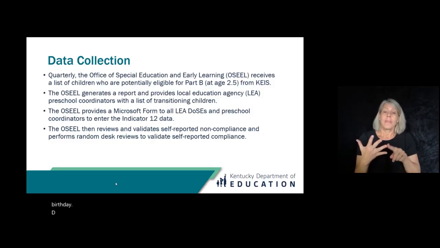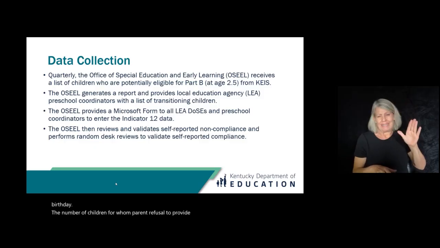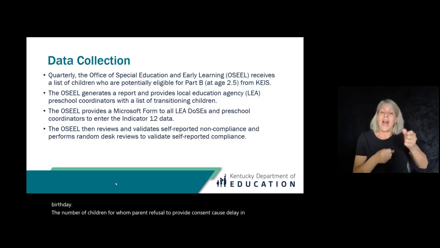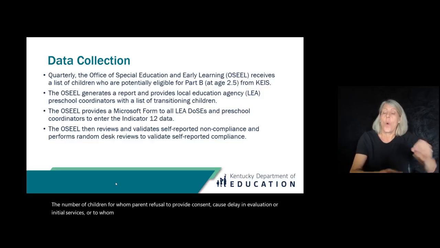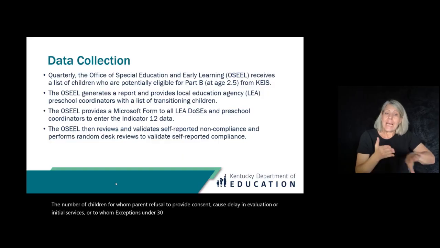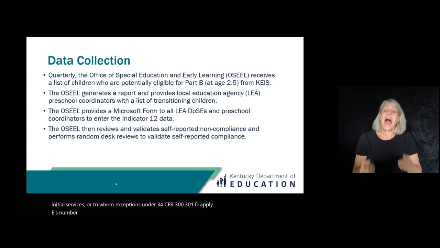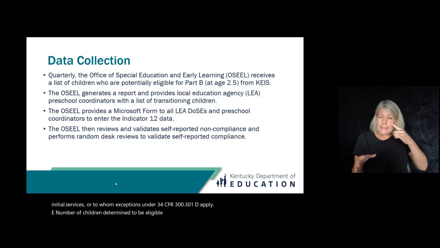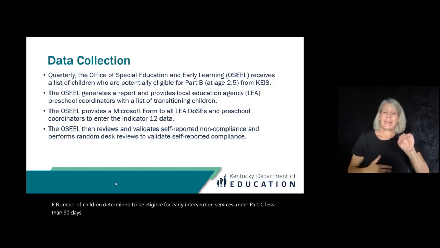D. Number of children for whom parent refusal to provide consent caused delay in evaluation or initial services, or to whom exceptions under 34 CFR 300.301(d) apply. E. Number of children determined to be eligible for early intervention services under Part C less than 90 days before their third birthday.